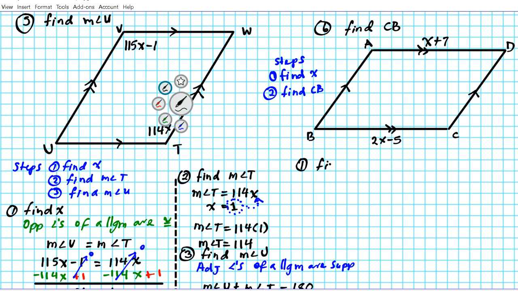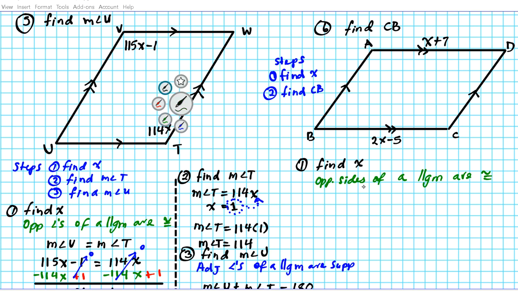Let's find x. Now to find x, what do we know about these two sides? They're opposite sides, right? Opposite sides of a parallelogram are congruent. Okay? All right, so this property can help us set up an equation that will help us find x.